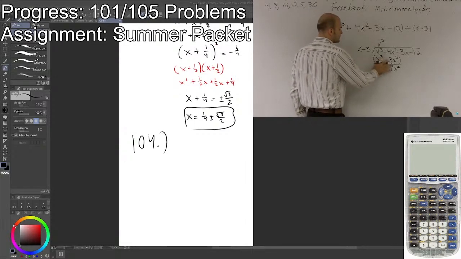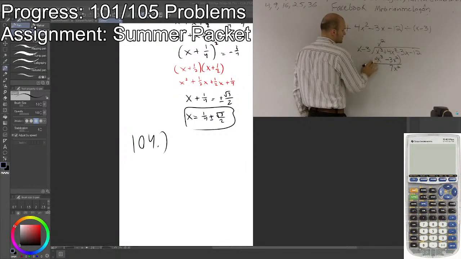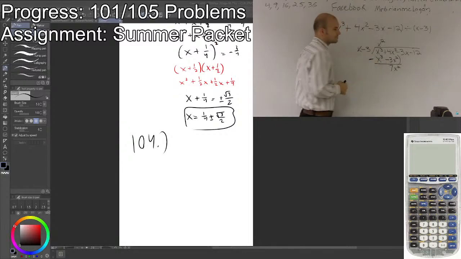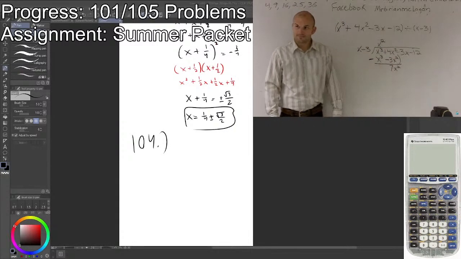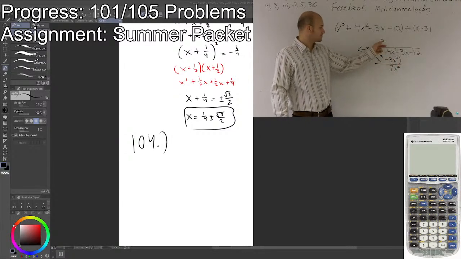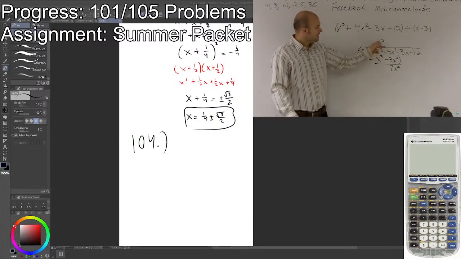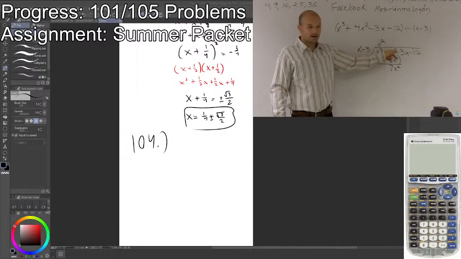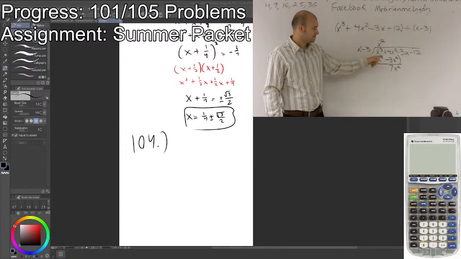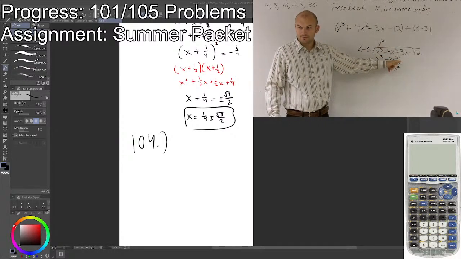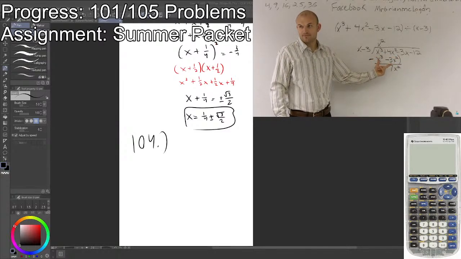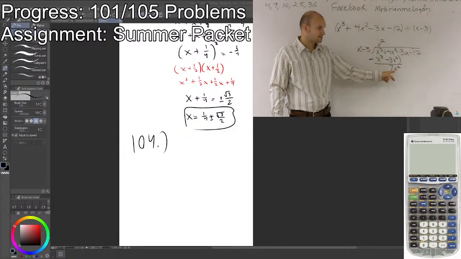Does that make sense? Look at it this way. You're subtracting the whole line, right? That's a -3x squared. 4x squared minus a -3x squared. Double negative makes it a what? Positive. So that's why I get 7x squared.